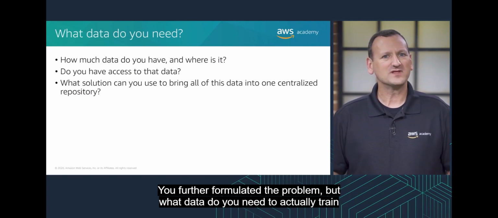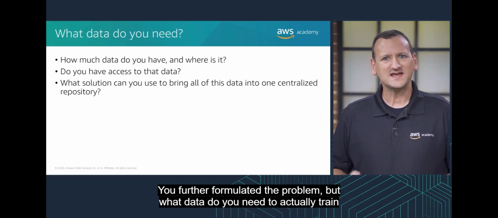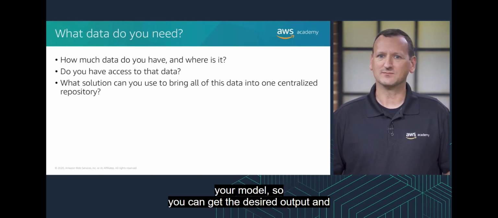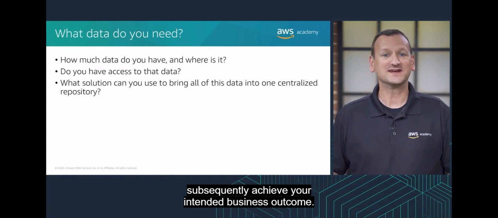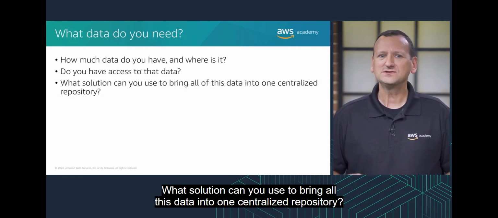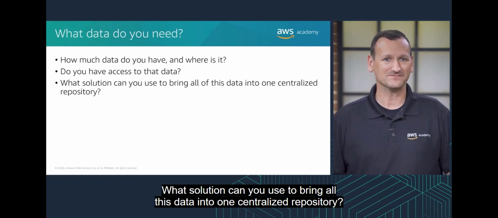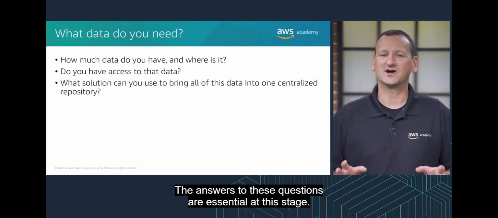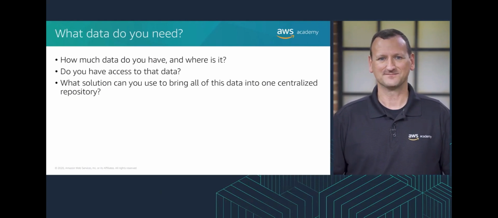You've further formulated the problem. But what data do you need to actually train your model so you can get the desired output and subsequently achieve your intended business outcome? Do you have access to the data? If so, how much data do you have and where is it? What solution can you use to bring all this data into one centralized repository? The answers to these questions are essential at this stage.